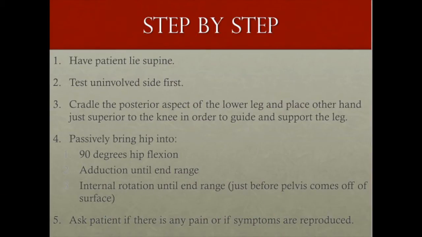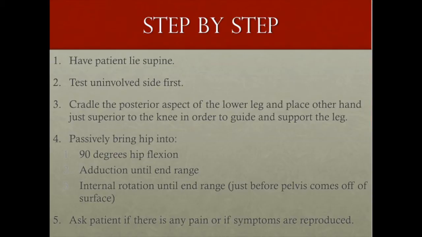Step by step for the FAIR test. First, have the patient lie supine. Make sure you test the uninvolved side first. Cradle the posterior aspect of the lower leg and place the other hand just superior to the knee in order to guide and support the leg.